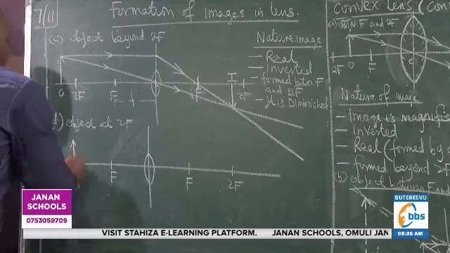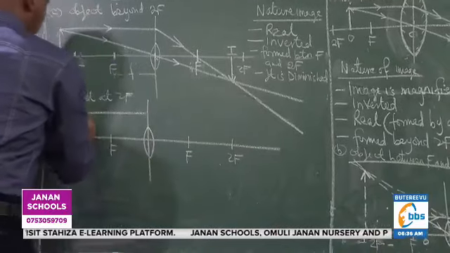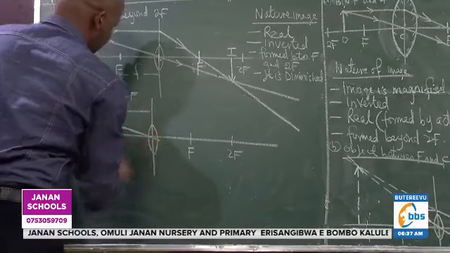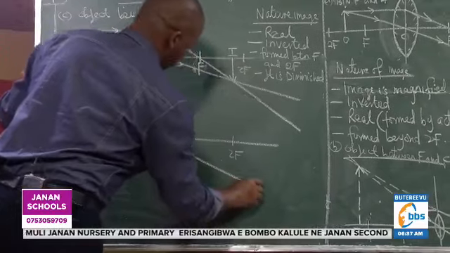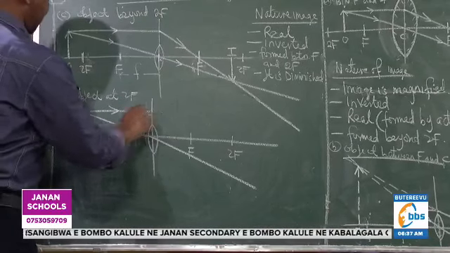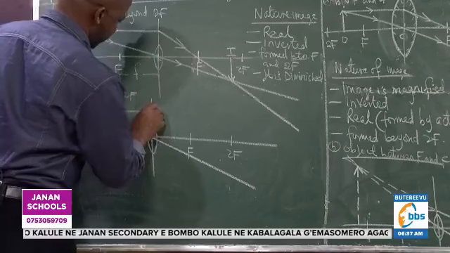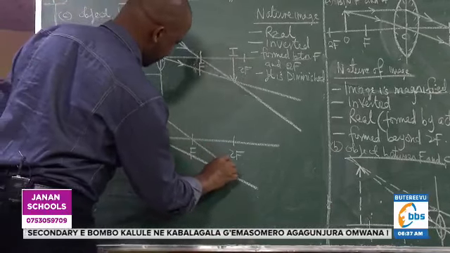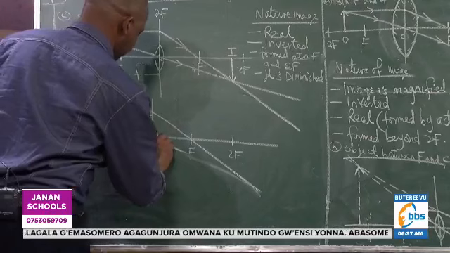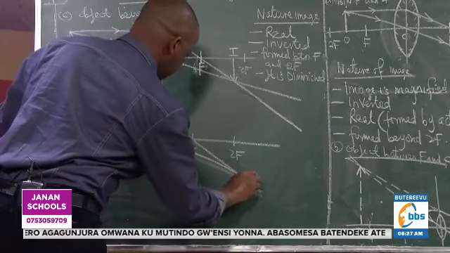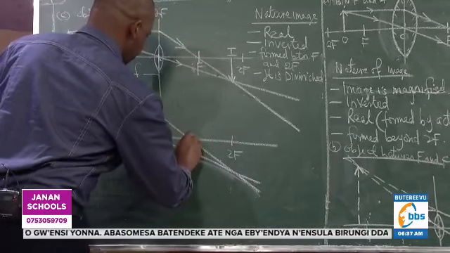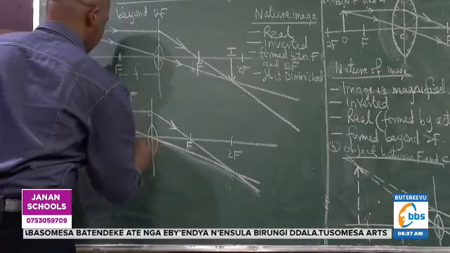The labeling O is for the object. I have to use my two rays at the start. A ray that is incident parallel to the principal axis and that passes normally, is incident normally at 90 degrees, the central line, like you see. And this ray will be refracted to pass through point F. And then we have a ray which is passing without deviation.